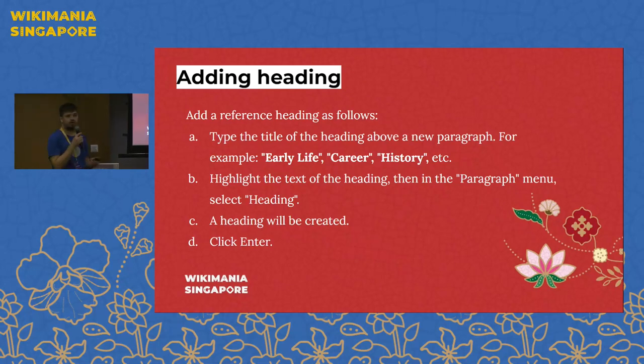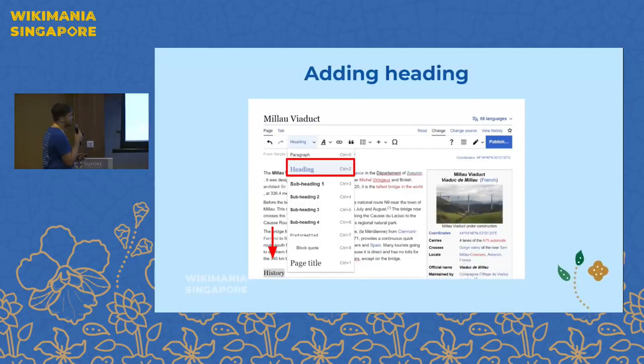For example, you could type early life, career, history, or anything you wanted in this case. Then you highlight the text of the heading, and in the menu for paragraph, you can select heading. A heading will be created, and you press enter, and then you're back in the normal text mode. So this slide here gives a visual overview of what you would do to do this. So as you can see here, it says to select the history. You can then go up to where it says paragraph, change that to heading, and then you press enter, and then you have a new heading.